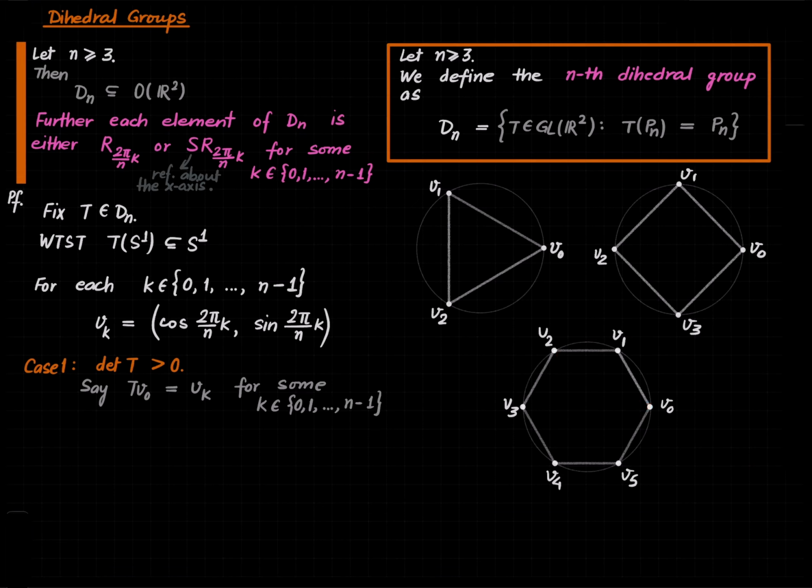So define T tilde to be equal to this composite. We are just composing T by this rotation. Note that there's a minus sign here. So this is a rotation by this angle, but in the clockwise sense. And the reason this was done is to just have this equality: T tilde of v0 is v0. So T tilde of v0 is v0, and T tilde is clearly in the dihedral group.